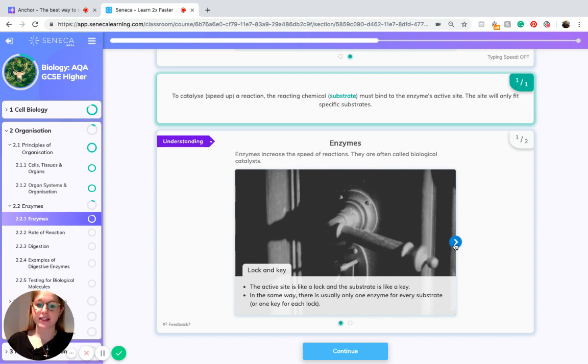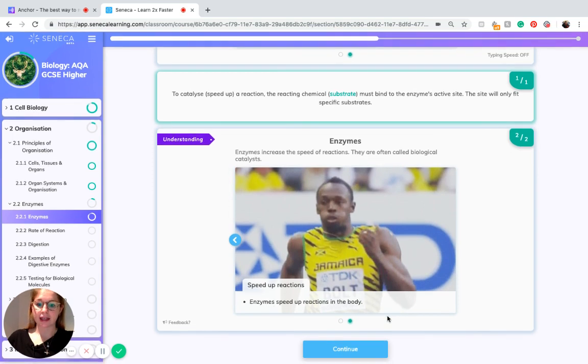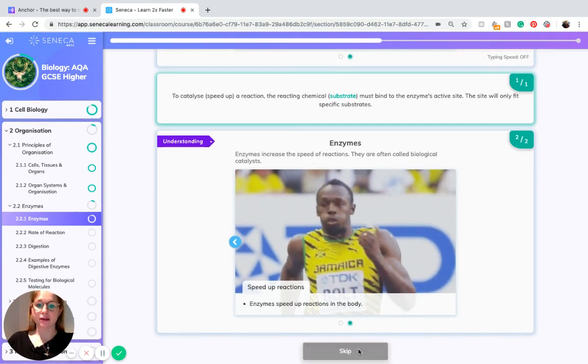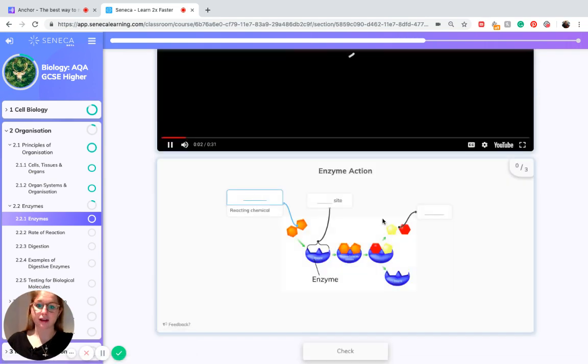And so the substrates can only bind to one active site in the same way. Their role is to speed up reactions in the body. Otherwise, these reactions would happen too slowly for us to survive.